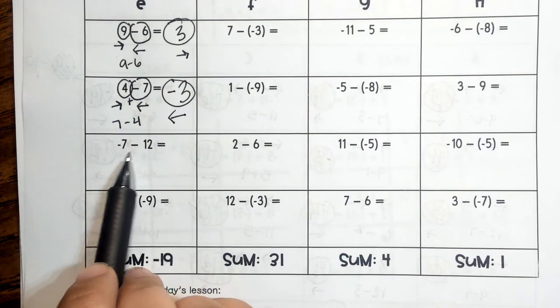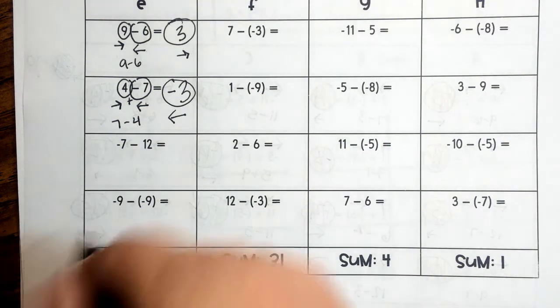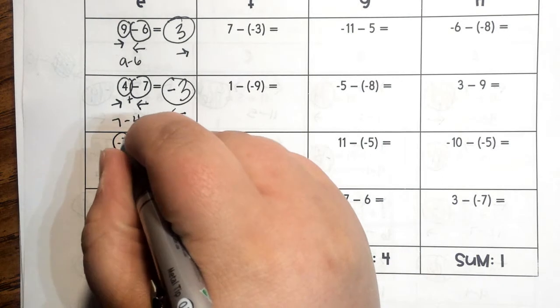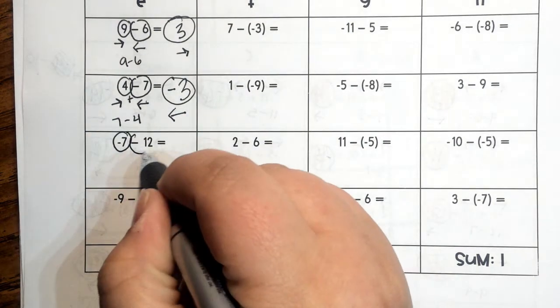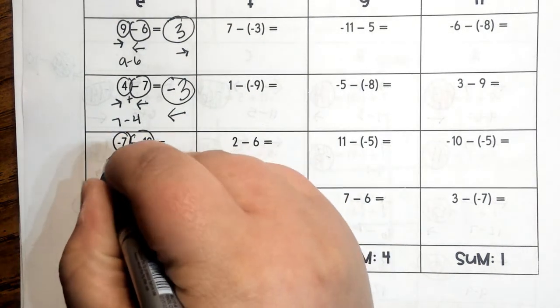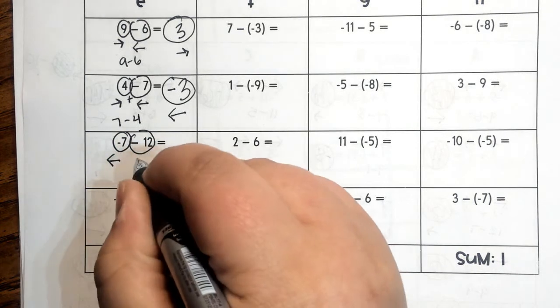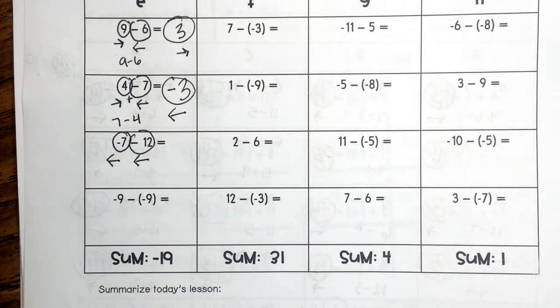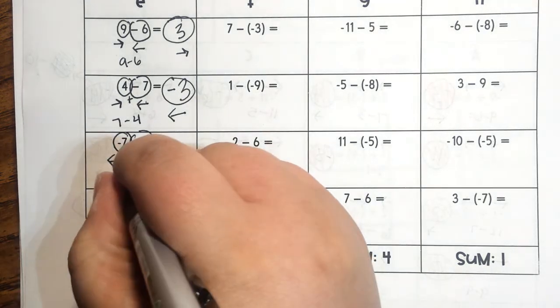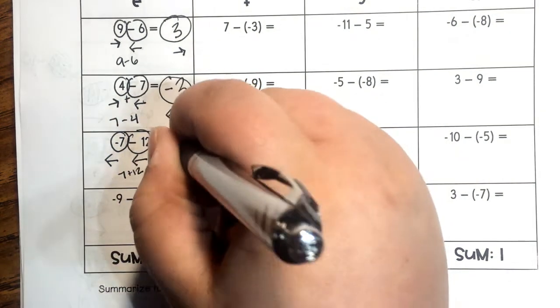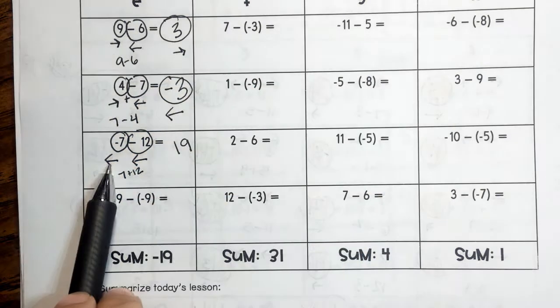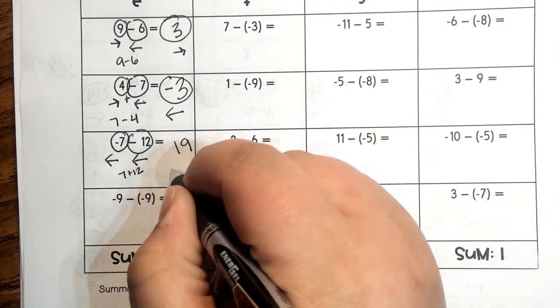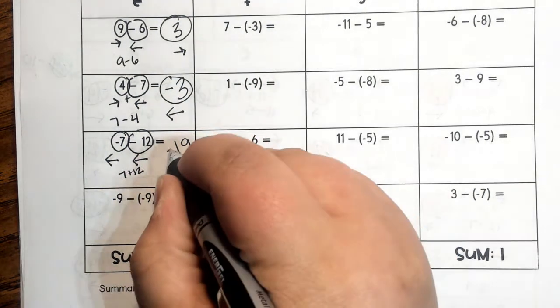And I've got negative 7 minus 12. So I'm circling negative 7 and then minus 12, or negative 12. Negative 7 is to the left of 0. Negative 12 is to the left of 0. Since those arrows are going the same direction, I'm really combining them or adding them. What is 7 plus 12? That is 19. However, the arrows were both going left, which means 19 is to the left, so this should be a negative 19.